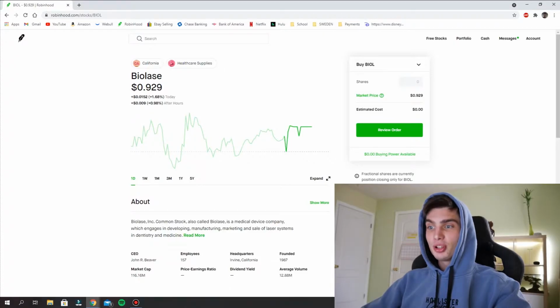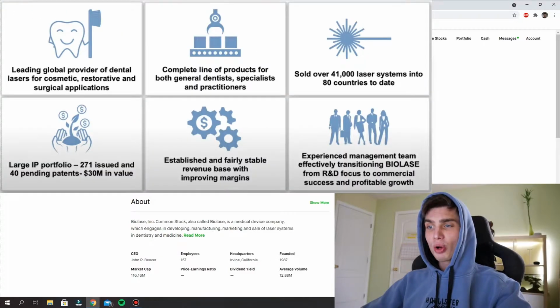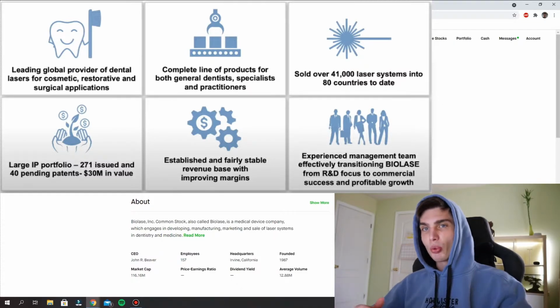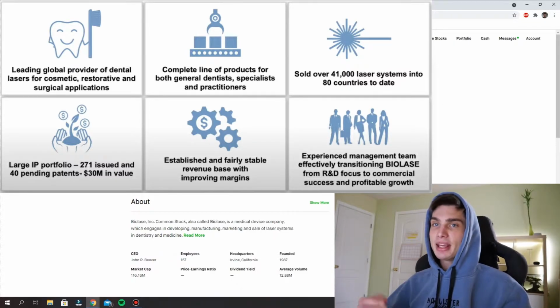run up really soon. Their treatments compared to alternative methods are a lot less invasive and easier on the patient, meaning patients are going to save a lot of money with their treatments, and there's less chance of getting cross-contaminated, which is really vital in these types of situations. With their technology, they have sold over 41,000 laser systems to over 80 countries, which kind of proves the point that they can keep on selling and making more revenue.